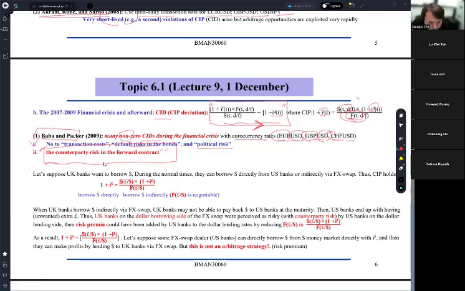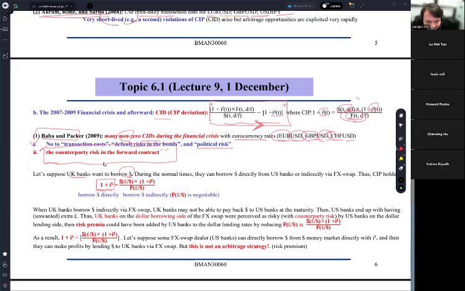Let's suppose UK banks want to borrow dollars. During normal times, UK banks can just borrow dollars directly from US banks. And we can interpret the left-hand side of the CIP formula as 1 plus the dollar interest rate that UK banks need to pay after one period. And based on that, you should read the appendix, and you should watch the video clip on the appendix.